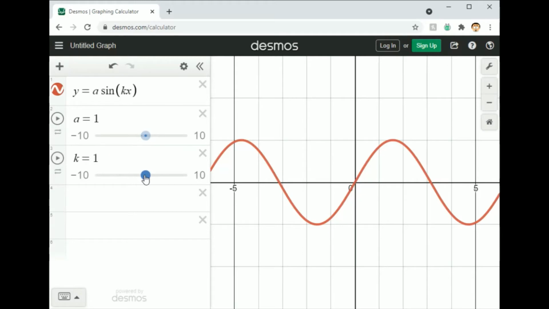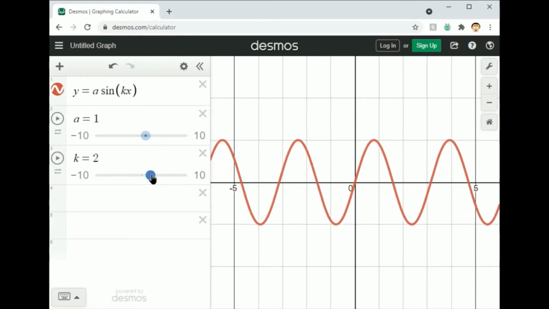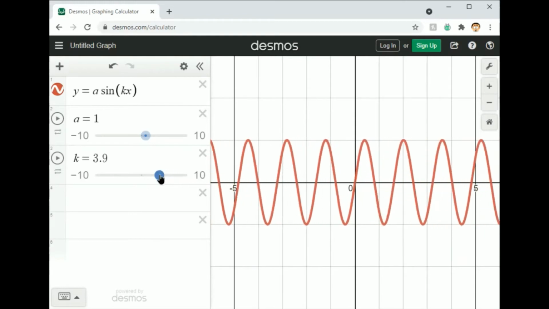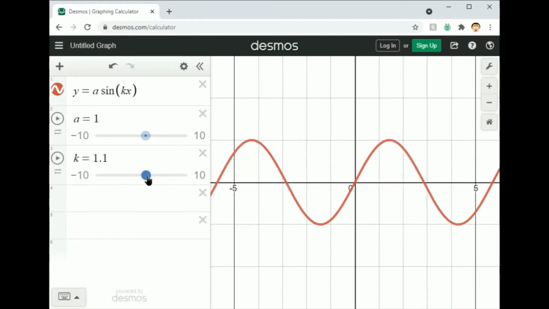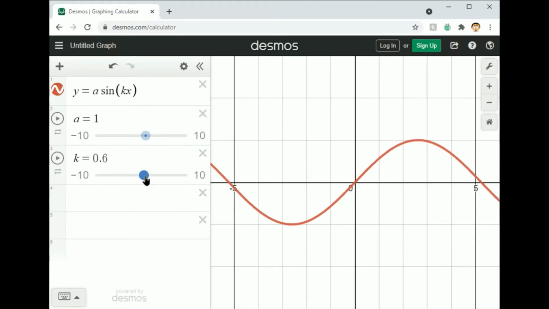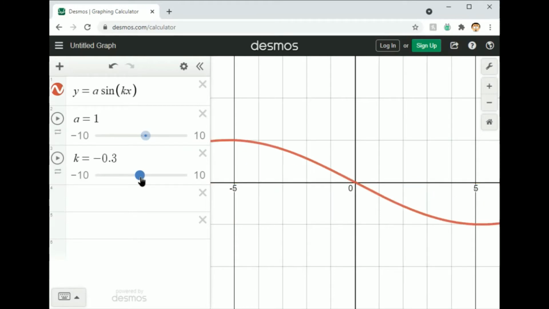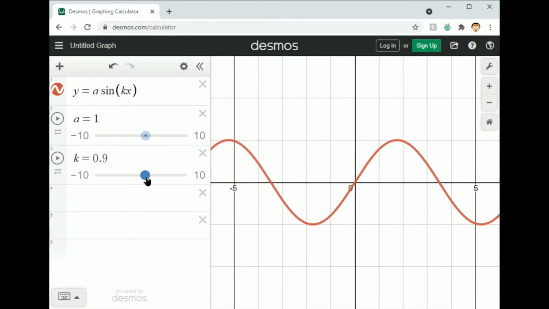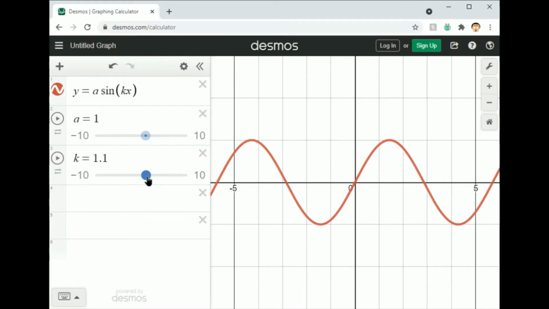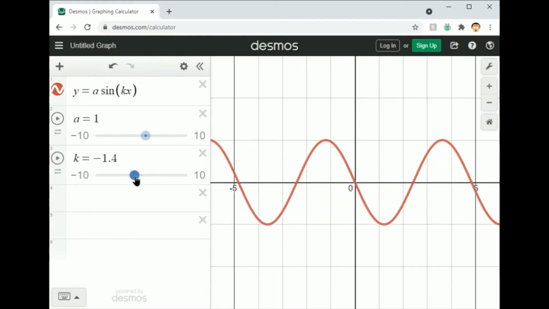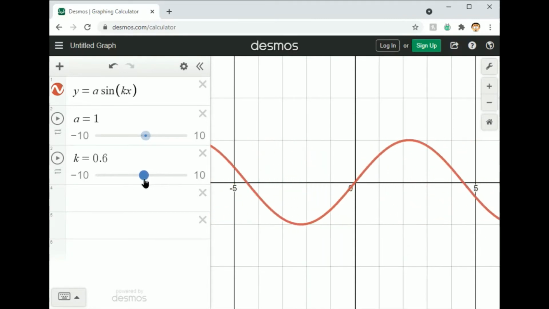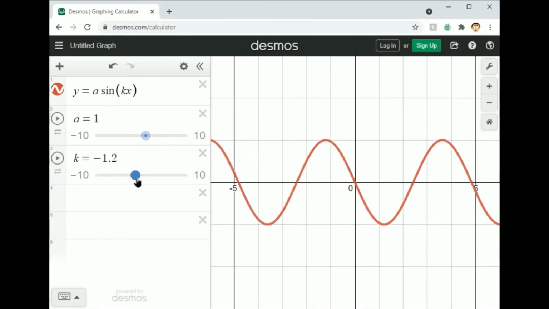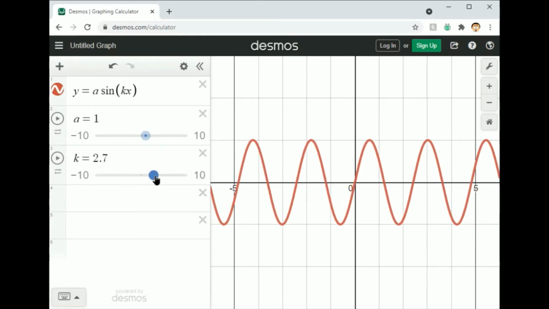Now with polynomials, it looked like it did the same thing, but here you'll see a distinct difference. Here, as k gets bigger, it's not stretching upwards, it's compressing side to side. And as we go less than 1 decimal numbers, it's going to stretch side to side until we get to 0, and then negative numbers will flip it. Positive numbers, you'll see that it goes up to the right of the origin, and negative numbers, you'll see it goes down to the right of the origin. So A is all about vertical, K is all about horizontal.